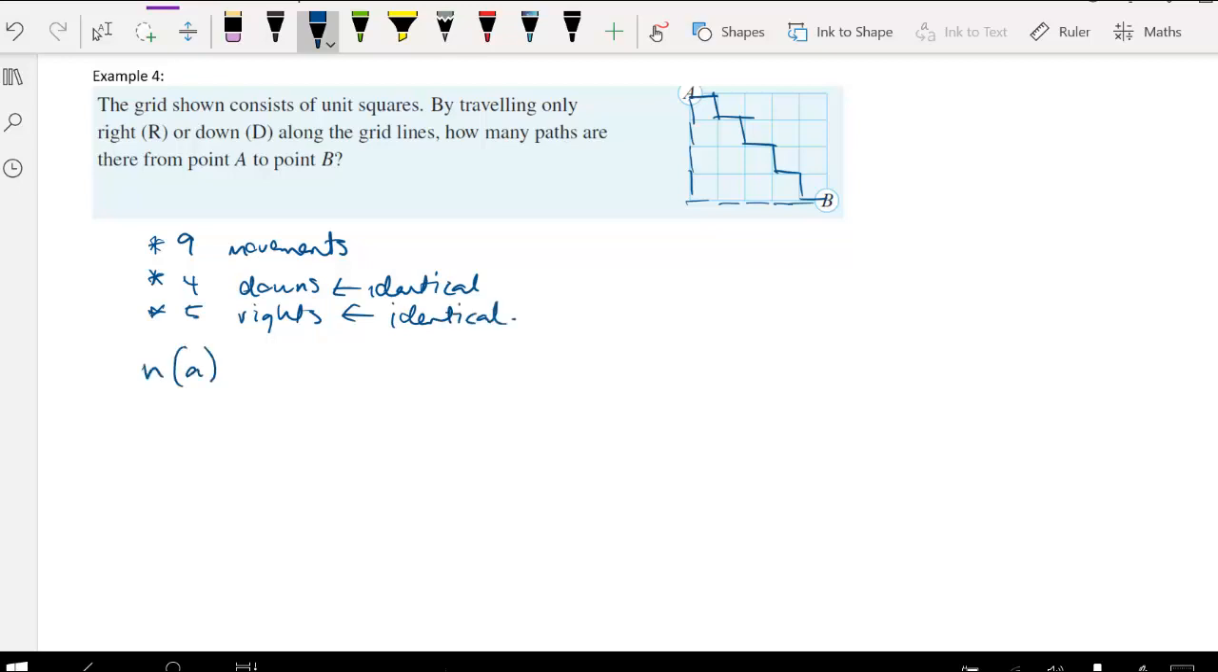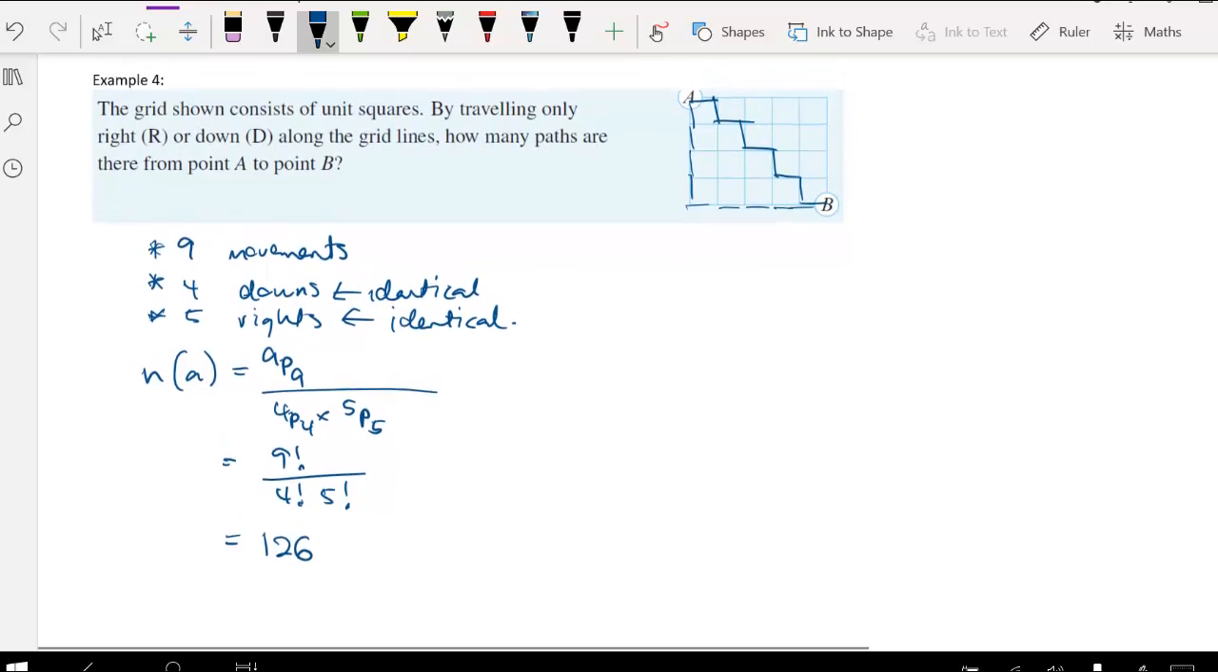And so therefore the number of arrangements, or the number of different ways that we can get from point A to point B, would then be 9P9 over 4P4 by 5P5. So that's 9 factorial over 4 factorial 5 factorial. And we end up with 126 different ways of going from A to B. Okay, so pretty practical application. How many different ways from point A to point B, only using these movements, and we can shortcut that process quite significantly.